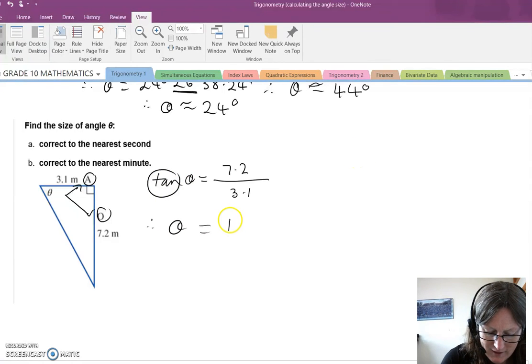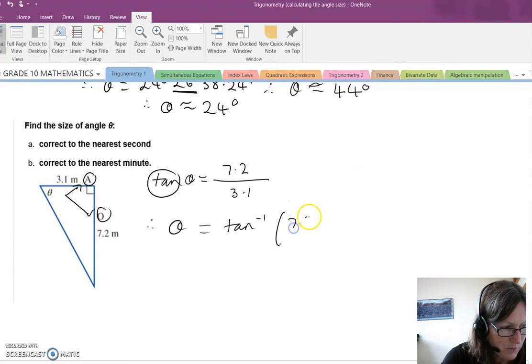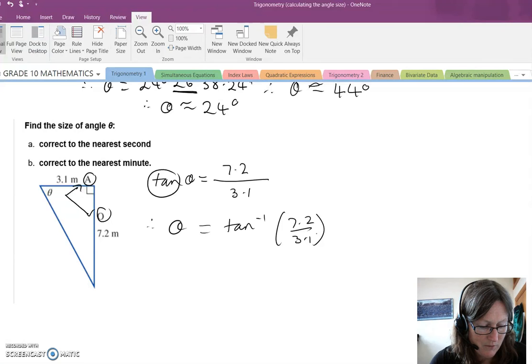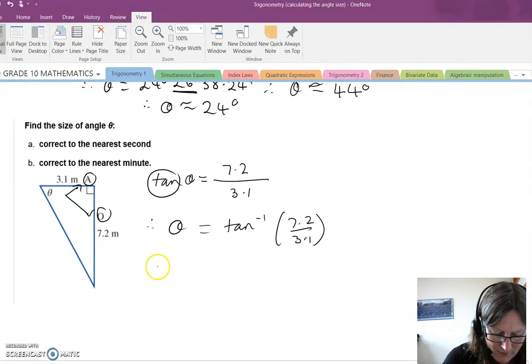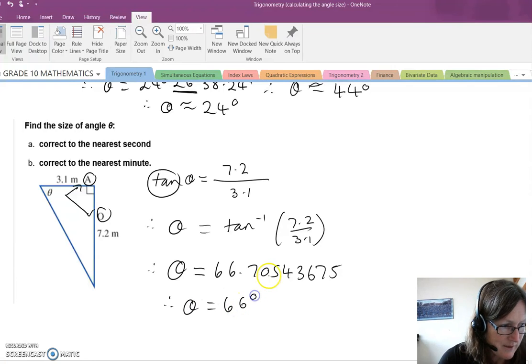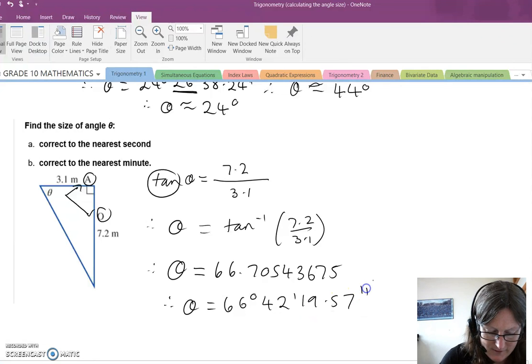The inverse of tan is tan -1, 7.2 over 3.1. So in our calculator, shift tan, 7.2 divided by 3.1. I put brackets there just to remind you that's what you do when you put it in your calculator. So our angle is equal to 66.705436675. Let's put that in terms of degrees, minutes, seconds. Our angle is 66 degrees, 42 minutes, 19.57 seconds.